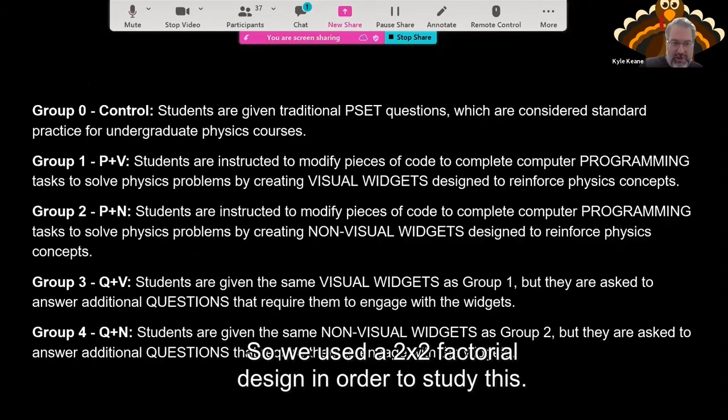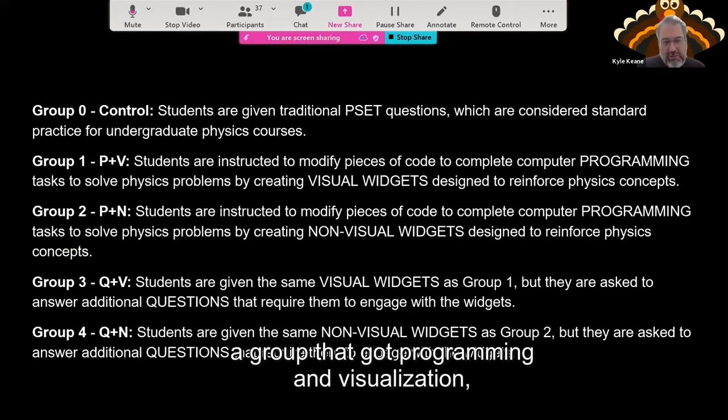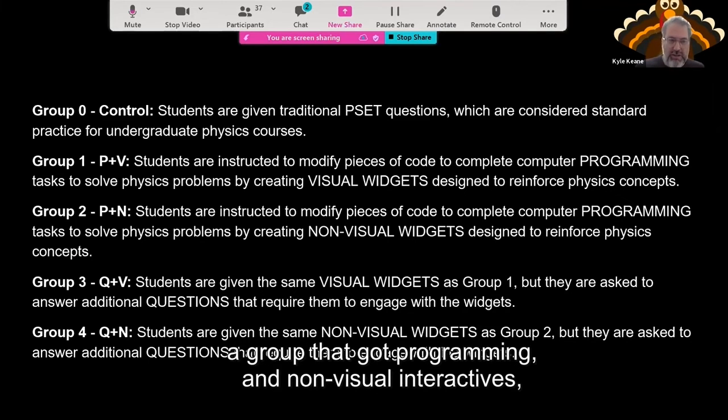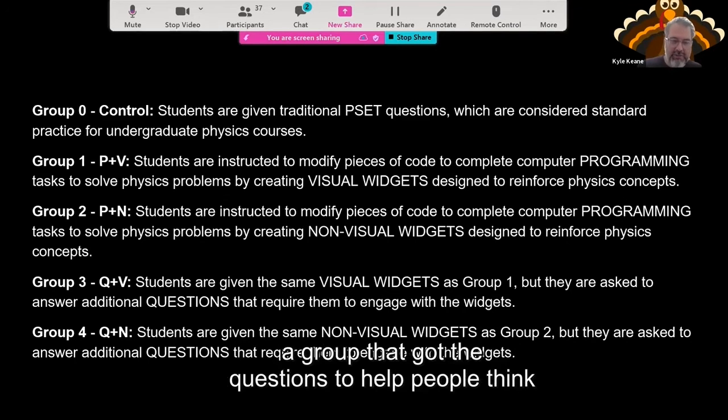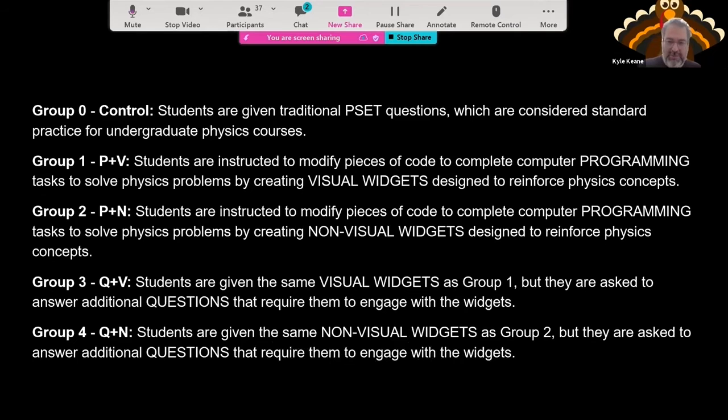So we used a 2x2 factorial design in order to study this. We had a control group that did standard physics problems, a group that got programming and visualization, a group that got programming and non-visual interactives, a group that got the questions to help people think about the problems, and visualizations and questions and non-visualization.